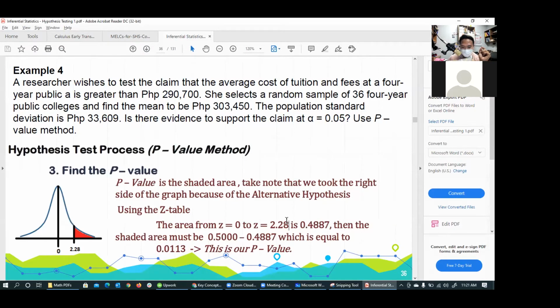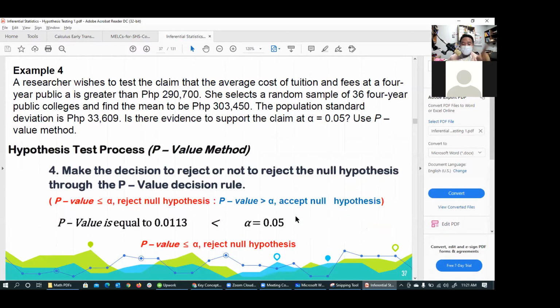Okay? Now, let's go to step 4. This is your decision making grid. Your decision making will still be based on your null hypothesis. Always, guys, either the p-value method or traditional method, you're going to be dealing with decision making. You're going to focus on whether you're going to reject the null hypothesis or accept the null hypothesis. So here, remember that your p-value was 0.0113, which is less than your alpha. Your alpha given in the problem is 0.05.